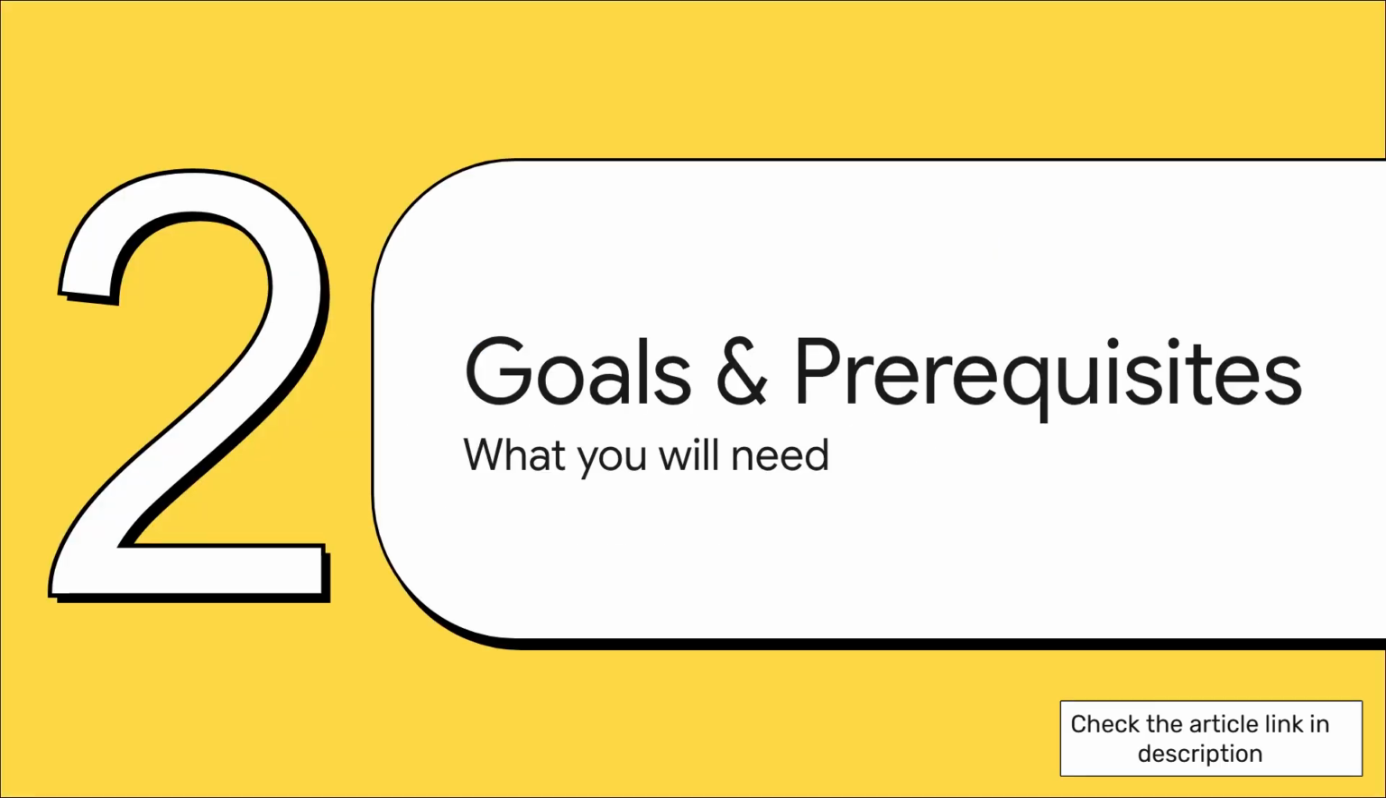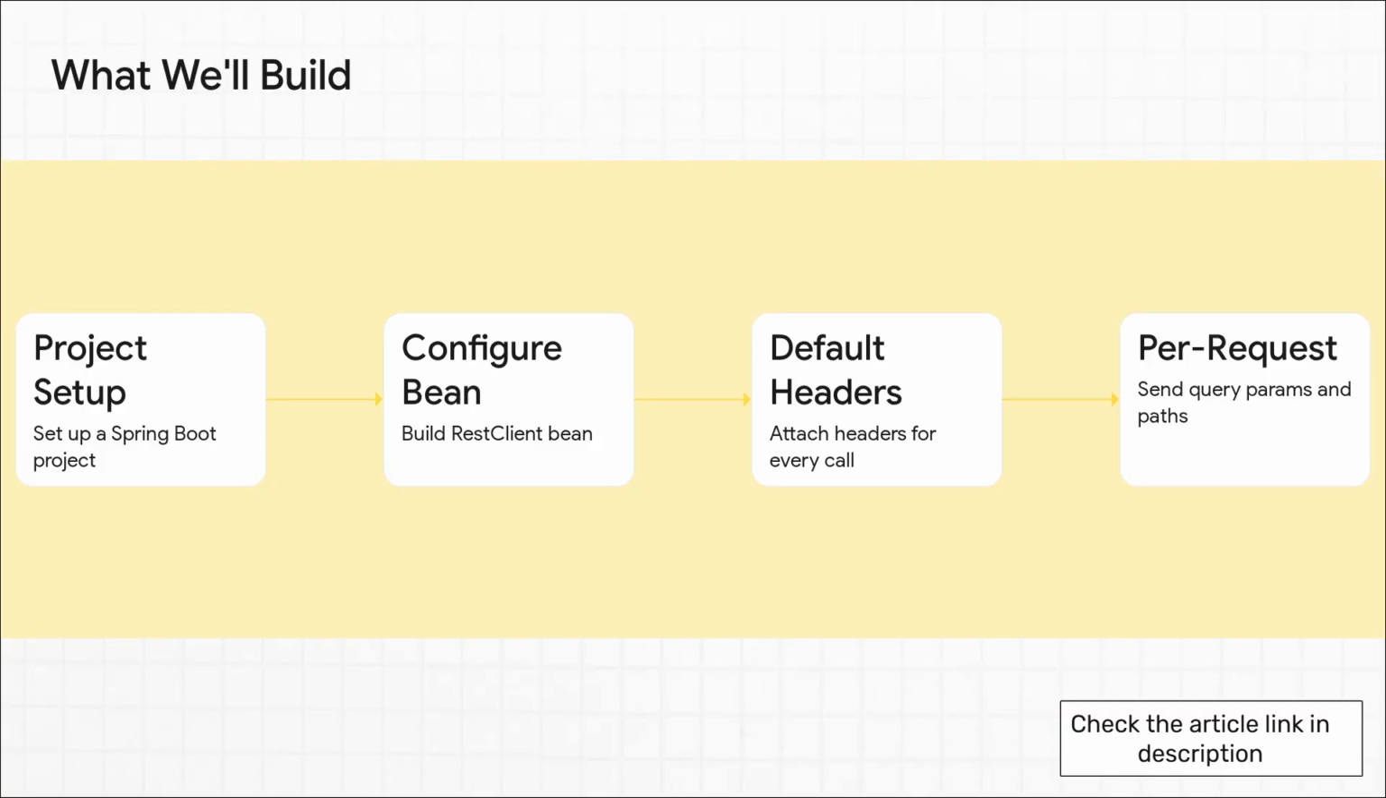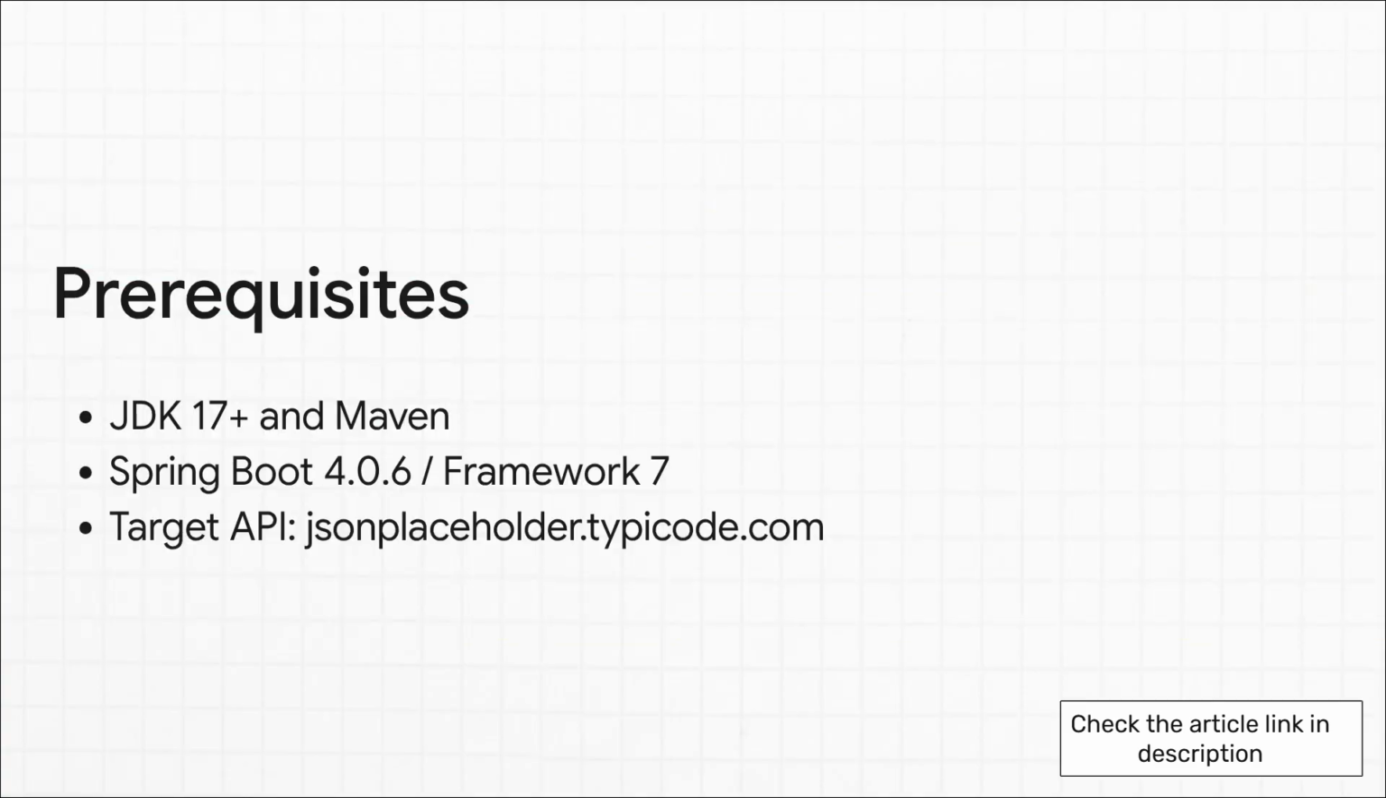Moving right along to Section 2, Goals and Prerequisites. Before we write our code, here is exactly what we are going to build today. We'll set up a Spring Boot project from scratch, configure a RestClient bean with our specific timeouts, attach default headers that just seamlessly ride along on every single call, and finally, we'll send per request headers, query parameters, and path variables. To follow along seamlessly with me, you'll want JDK 17 or higher and Maven installed.